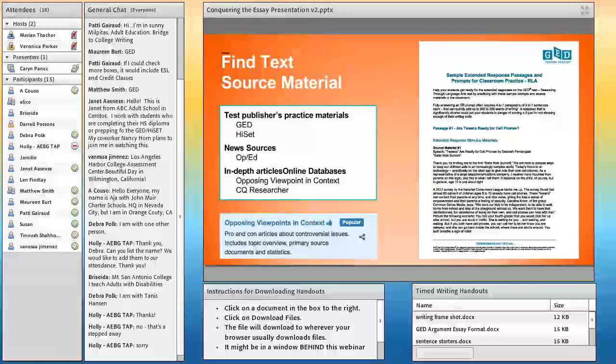Some of the materials that you could find, of course, are in the GED and HiSET publishers' materials. They are good examples. They're similar to what they might see on the test, so they're very useful. They're not always very interesting, so I've had some mixed success with them. So I have looked for other sources.